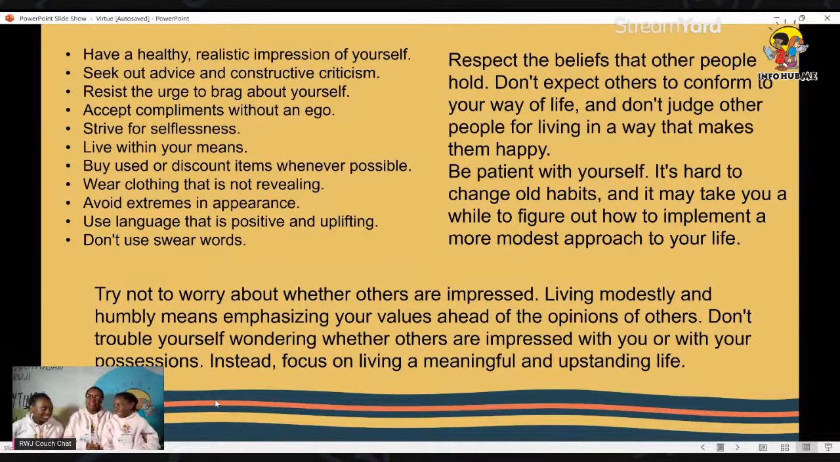Live modestly and humbly. It means emphasizing your values, and that is what we are bringing to you on RWJ. Emphasize your values more than other people's opinions of you. All these values, these virtues that we have been bringing out every Saturday, go back and watch this video. Emphasize those values in your life. Live modestly. Don't worry about the impression on others. You will have a happy, mentally balanced life.